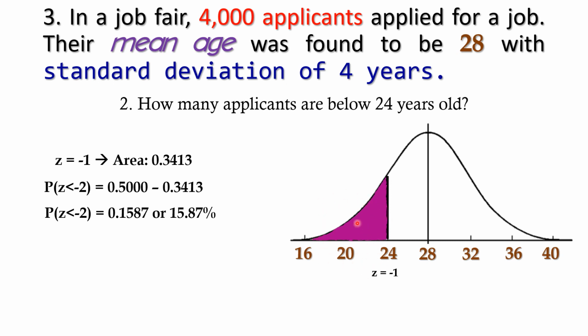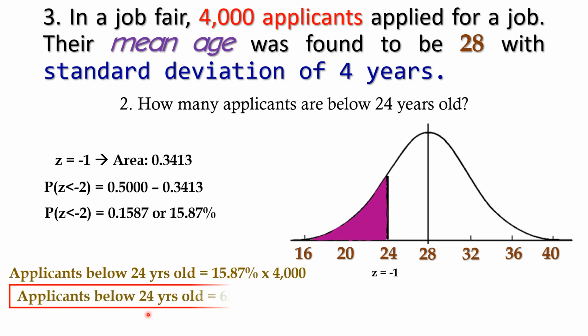So how many applicants are here? To know that, we have to use this formula. Applicants below 24 years old is equal to, given this area or probability, 15.87% times the total number of applicants, which is 4,000. Then upon multiplication, it will yield a result which is 634.8 or 635. So therefore, there are 635 applicants who are below 24 years old. So now, we have already answered question number 2.